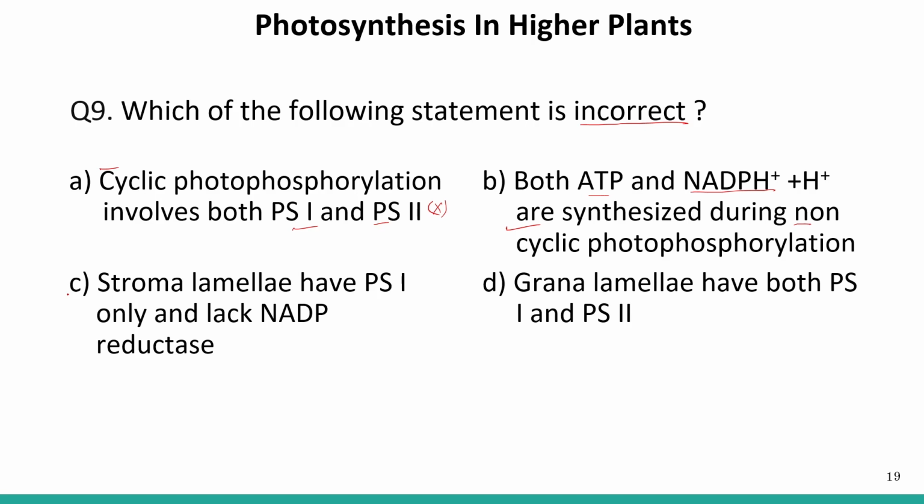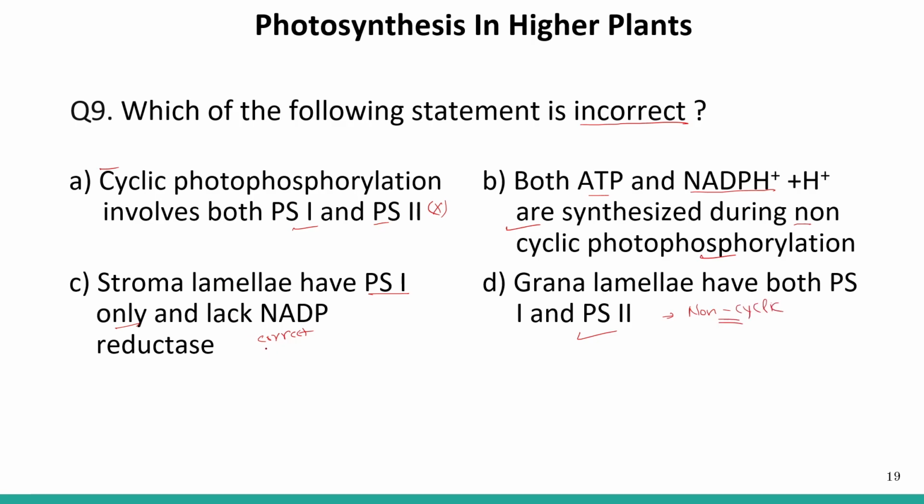Okay, now third option is stroma lamellae have photosystem 1 only and lack NADP reductase. Alright, this statement is correct. Okay, this statement is also correct. Option D, grana lamella have both photosystem 1 and photosystem 2. Okay, so this is also correct. Here non-cyclic photophosphorylation can occur.